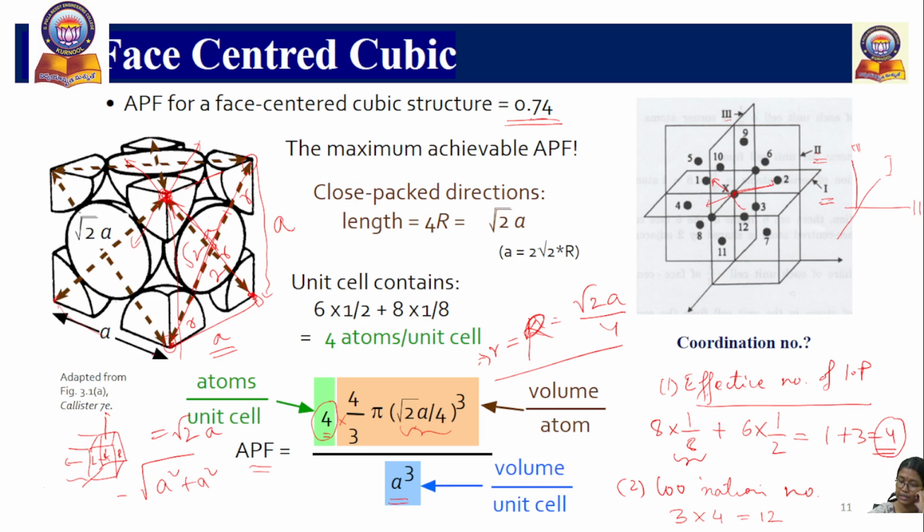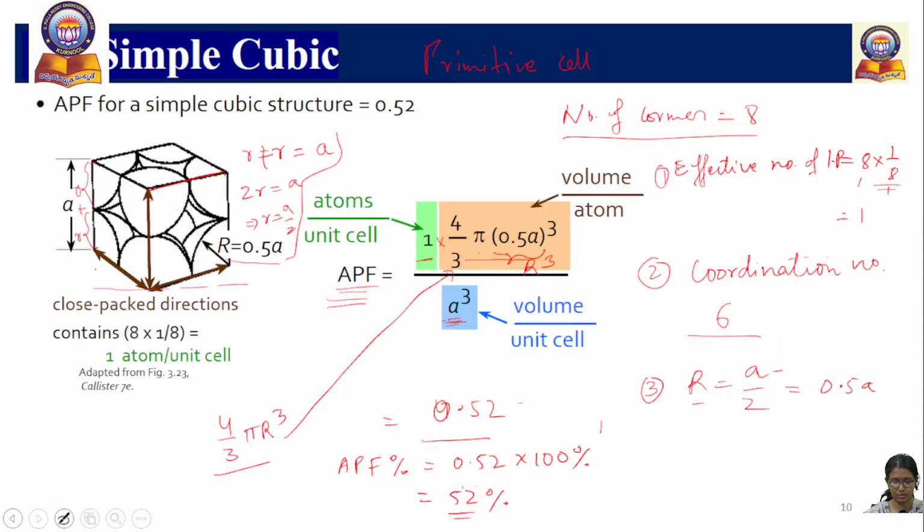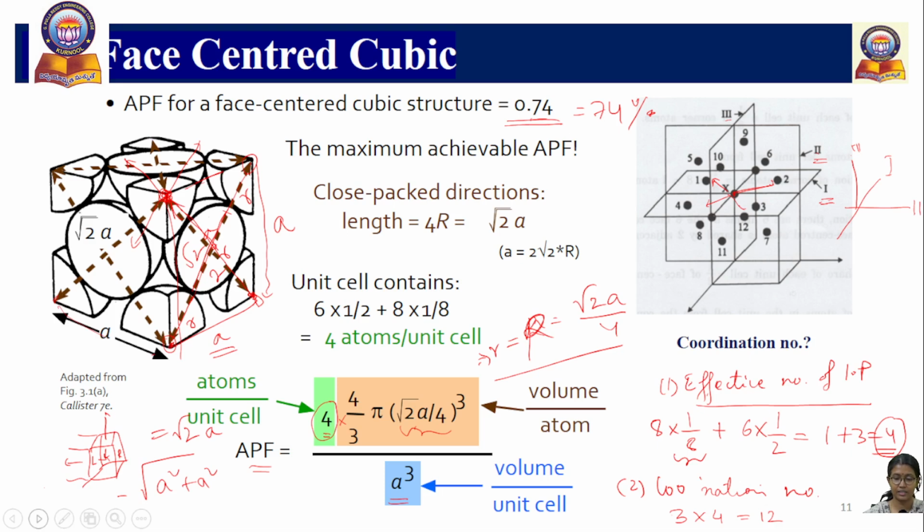So 0.74, if we take percentage, will be 74%. How do we do that? 0.74 into 100%, 74%. So how much is filled? 74% is filled, and the remaining 26% is vacant. So compared to simple cubic, face-centered cubic is tightly packed. In simple cubic, how much was it? I also forgot, it is 52% occupied, whereas in face-centered cubic 74% is occupied.